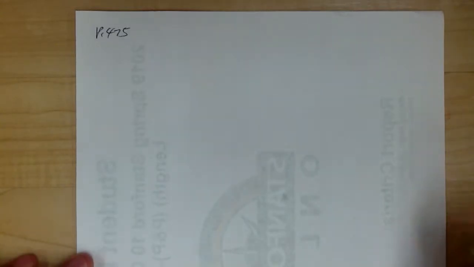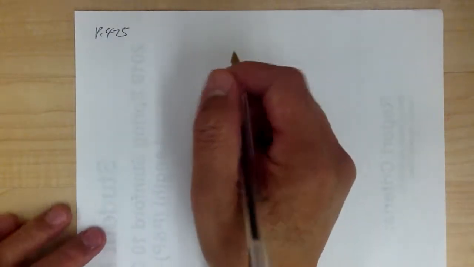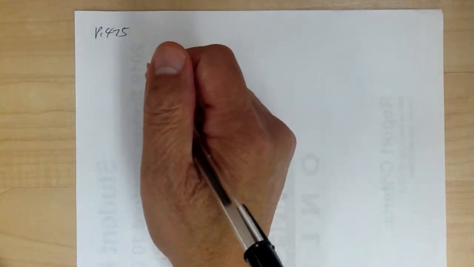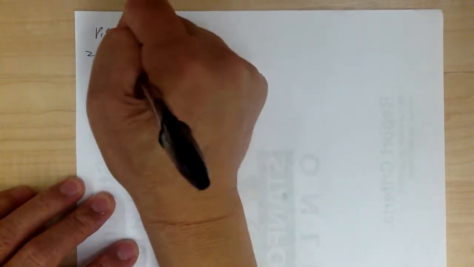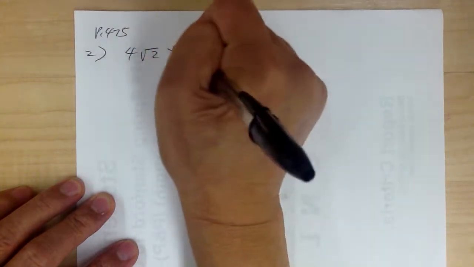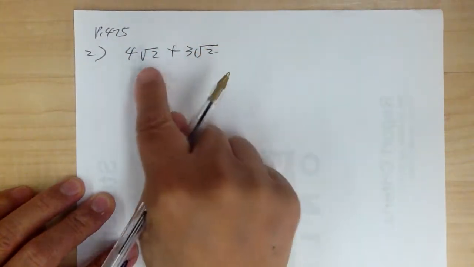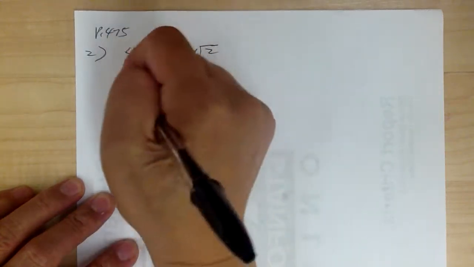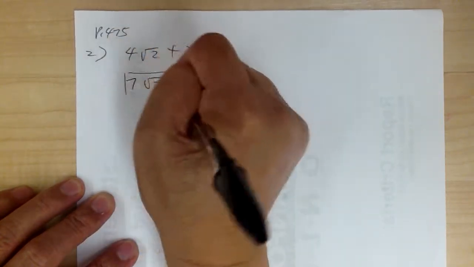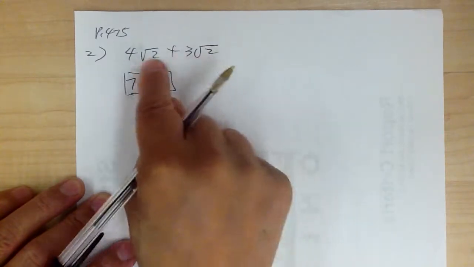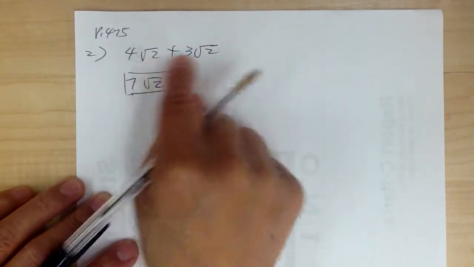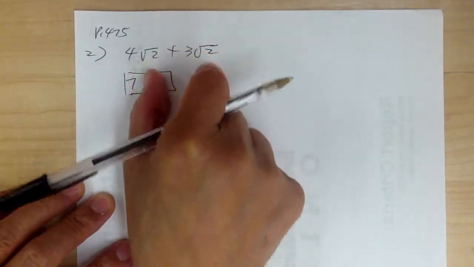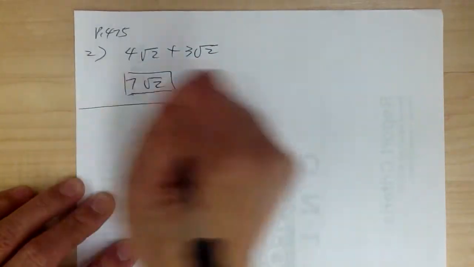Let's go to page 475. This is for addition and subtraction. For number 2, you've got 4 square root of 2 plus 3 square root of 2. Now you want to treat this like a variable. If you have 4x plus 3x, that gives you 7x. So treat this as a label or the variable. You need to have the same label, or same radicands, to be able to add.